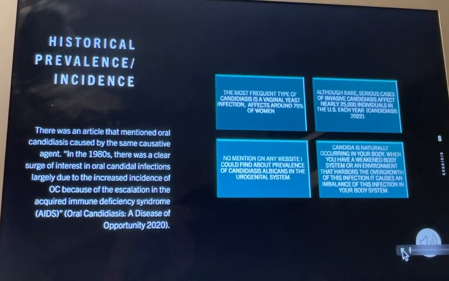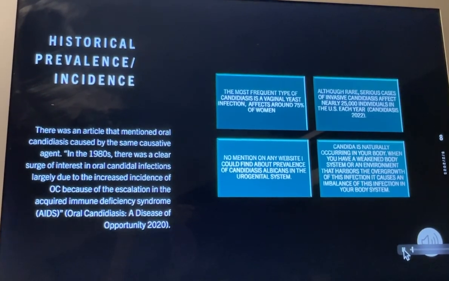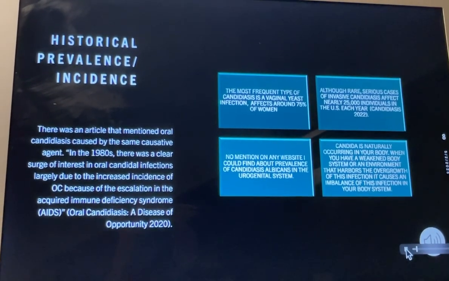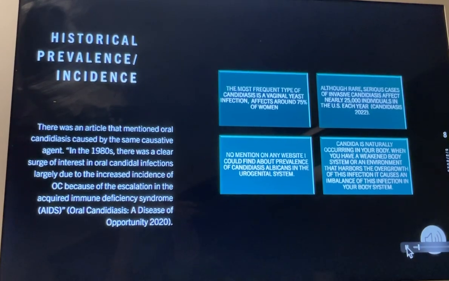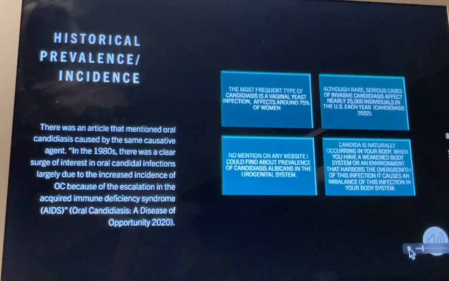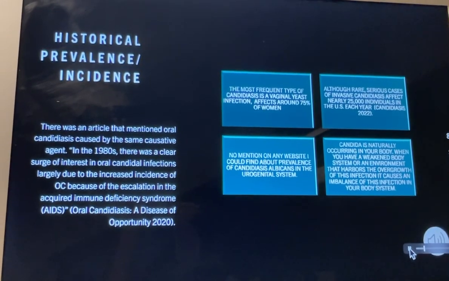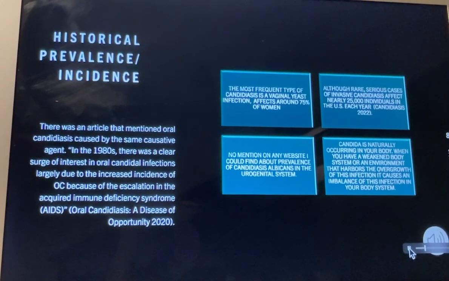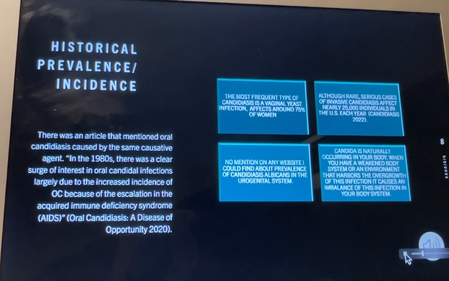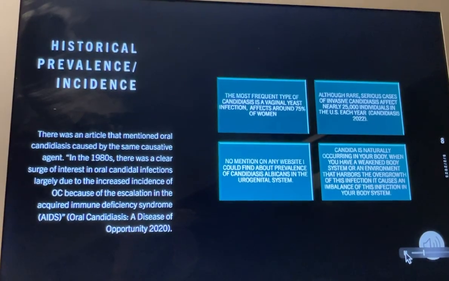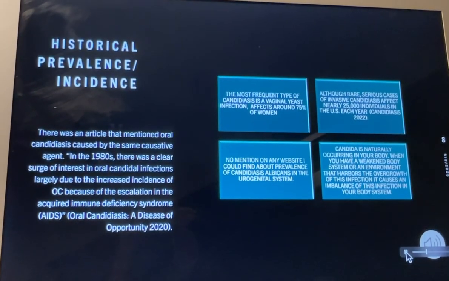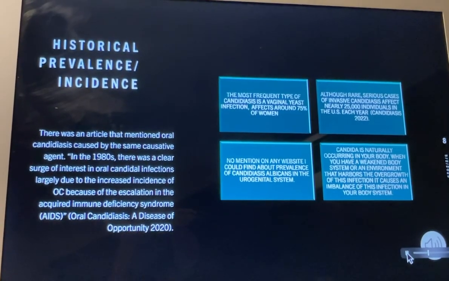Candidiasis is a very common condition. The most frequent type of candidiasis is a vaginal yeast infection, which affects about 75% of women at least once in their lifetime. Although this is rare, serious cases of invasive candidiasis affected nearly 25,000 individuals in the U.S. every year. There was no mention on any website I can find about prevalence of candidiasis albicans in the urogenital system, but I did see a mention about oral candidiasis.